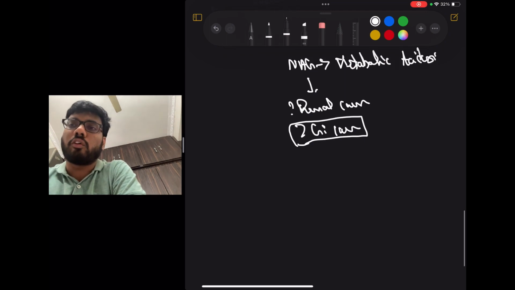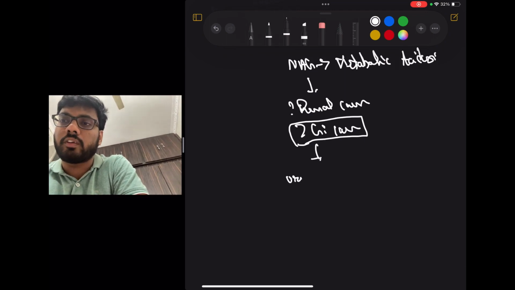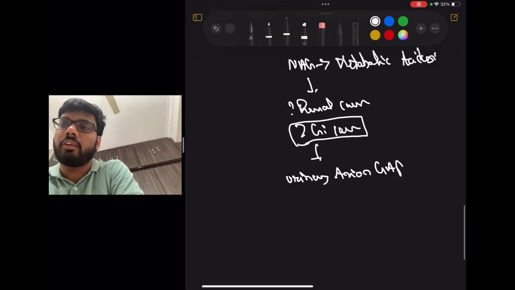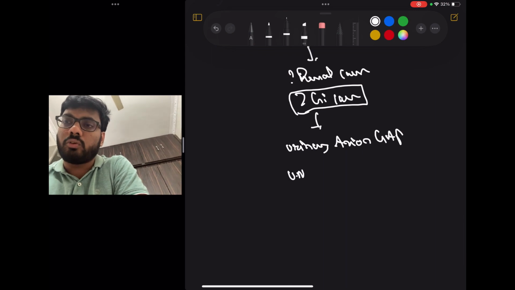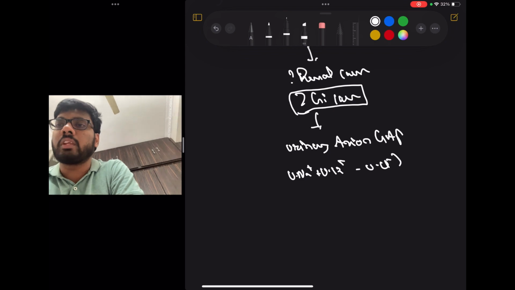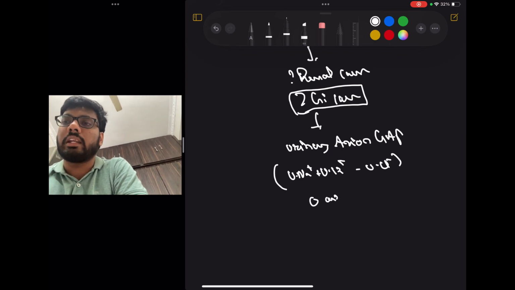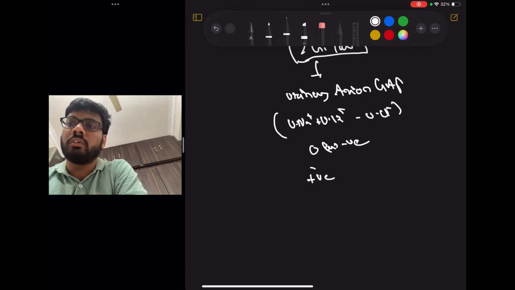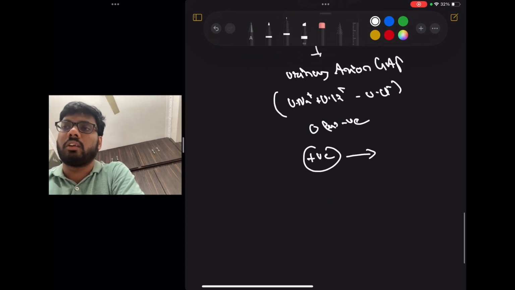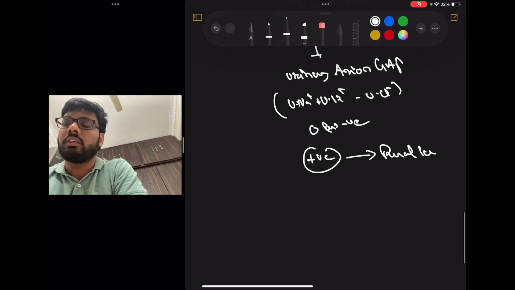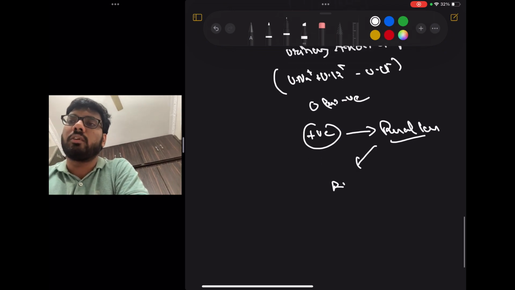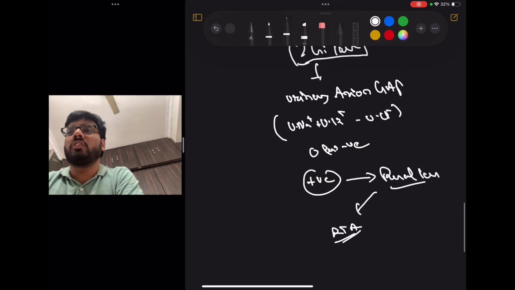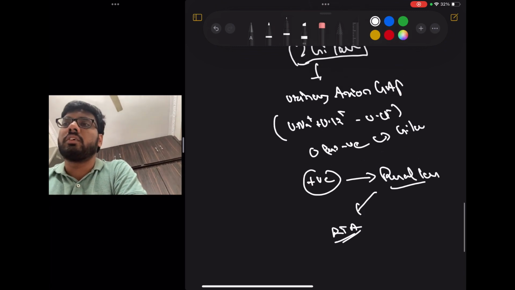Or you can also go for what? Urinary anion gap. Okay, how to calculate the urinary anion gap is urinary sodium plus urinary potassium minus urinary chloride. Okay, this value should be 0 or negative. This is normal. If it is positive, that is suggestive of renal loss, and it is a case of RTA, renal tubular acidosis. Okay. If it is 0 or negative, that is suggestive of GI loss.